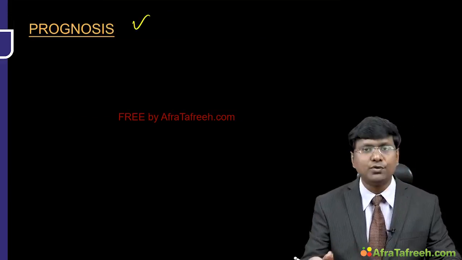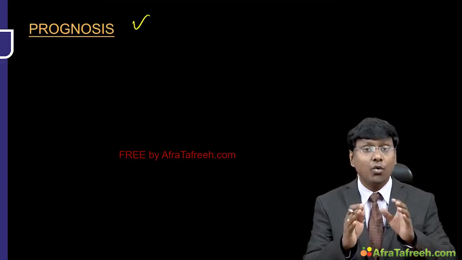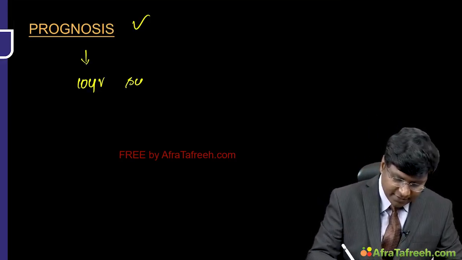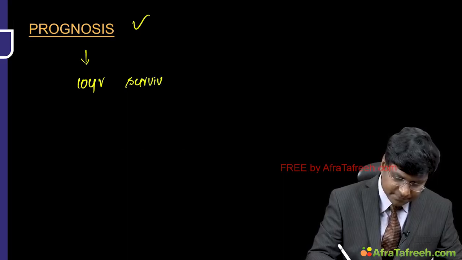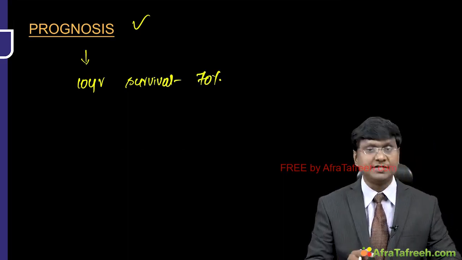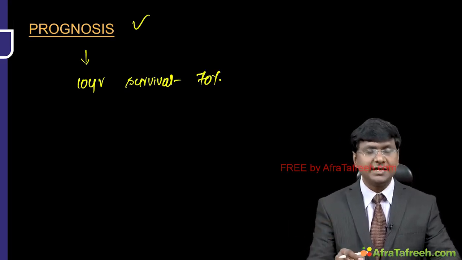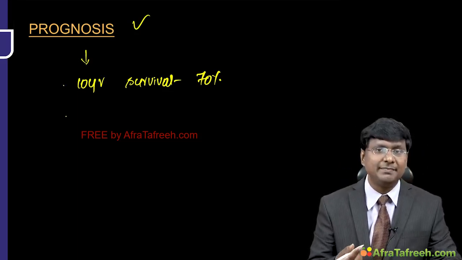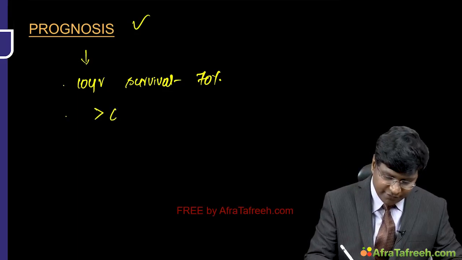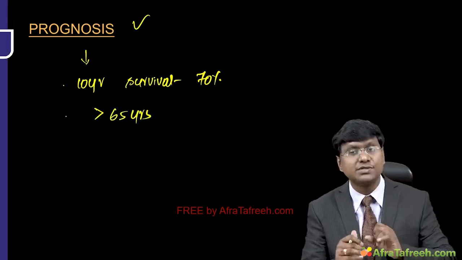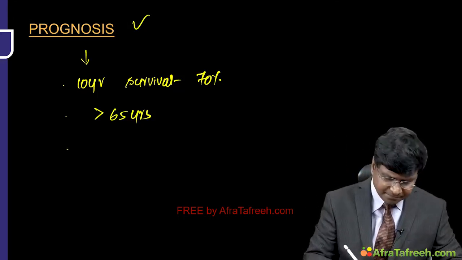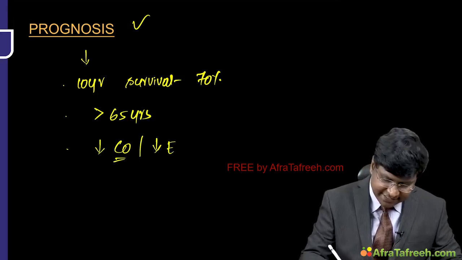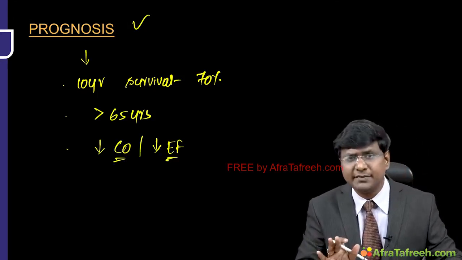Then overall, how is the prognosis in patients with mitral stenosis? Overall 10-year survival in surgical candidates is around 70%. That means in those individuals who have undergone surgery, the 10-year survival is around 70%. The long-term prognosis depends upon the age of the individual. If the age is more than 65 years, the prognosis is not that good. And if there is depressed cardiac output or depressed ejection fraction, the prognosis is also not good.